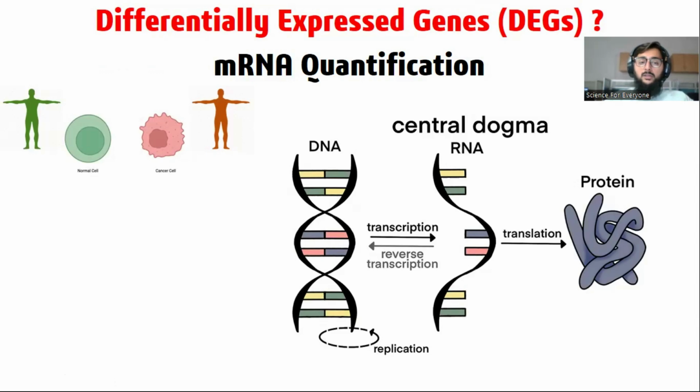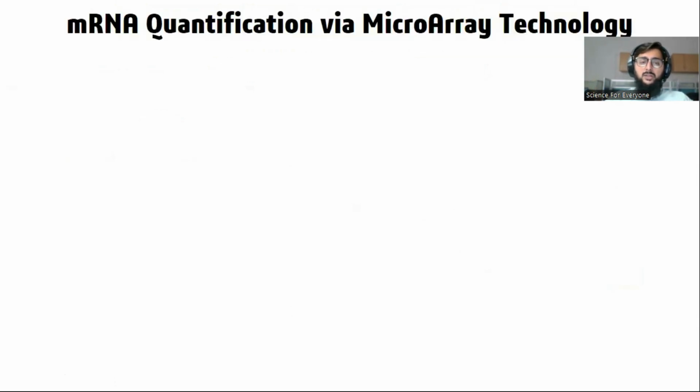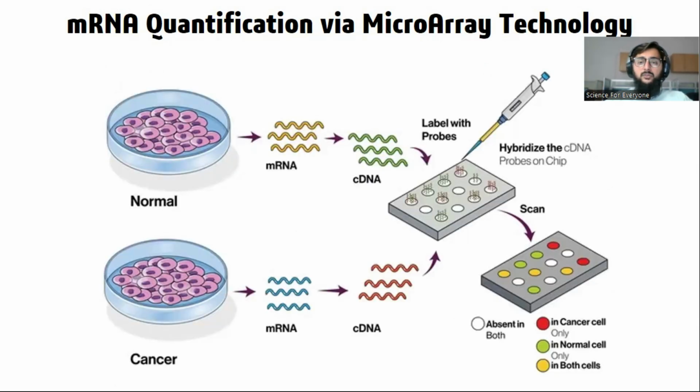So now we have two cases, normal and cancer, and we quantify the messenger RNA. Quantifying messenger RNA is basically checking the extent of proteins produced in the normal and the cancer cell. Now, before proceeding with differentially expressed genes, we should know that there are different technologies that were used to quantify messenger RNA. The first was the microarray technology.